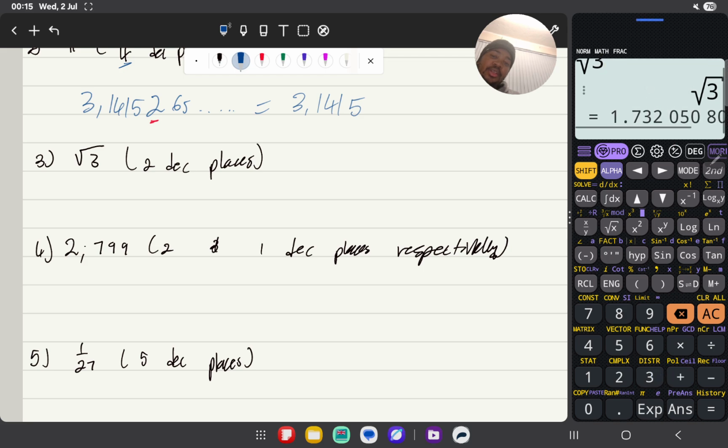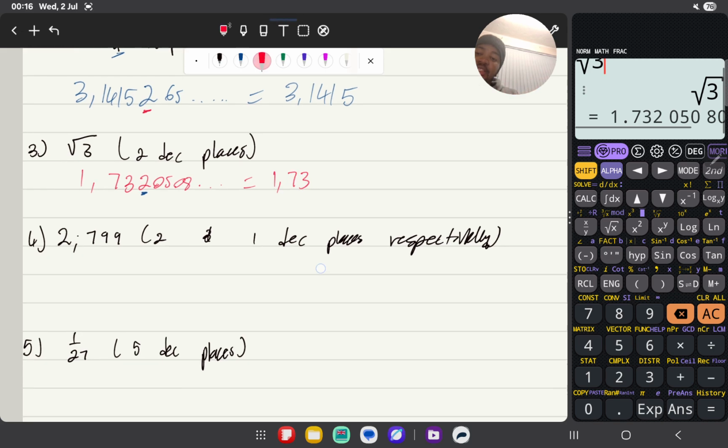Let's go look for square root of 3. Square root of 3, it's 1.7320508, right? So here, 2 decimal places, we want 2 digits after the comma. We look at the 3rd one, it's below 5. That means we're going to have 1.73, just like that, nothing changes.